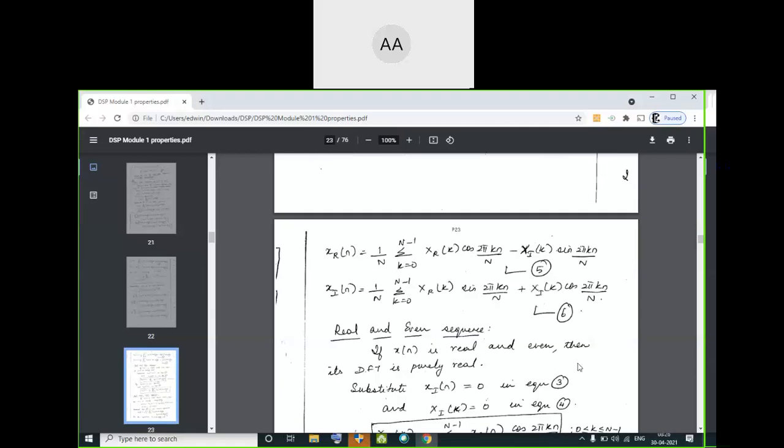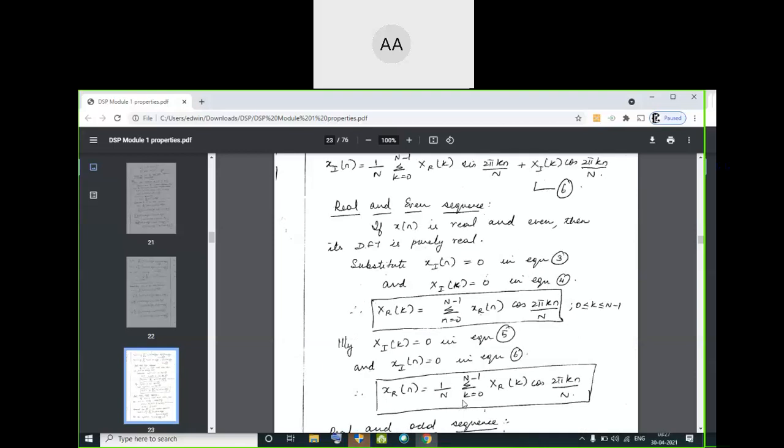One sentence will be there at the end, and you need to remember that. Even in this proof, if you want the real term, you substitute imaginary equal to 0. If you want the imaginary term, you substitute real equal to 0. You'll obtain one expression, just keep it. Usually they don't ask you to prove this, but you need to know it.